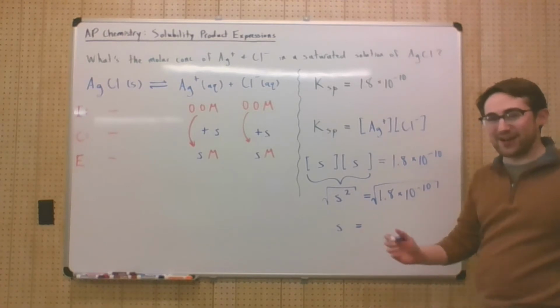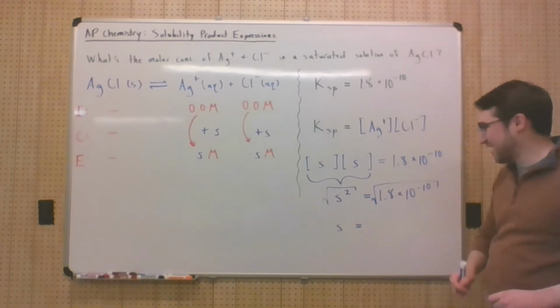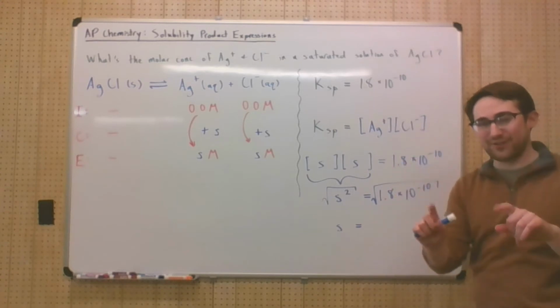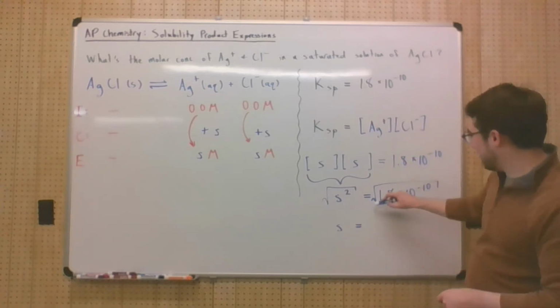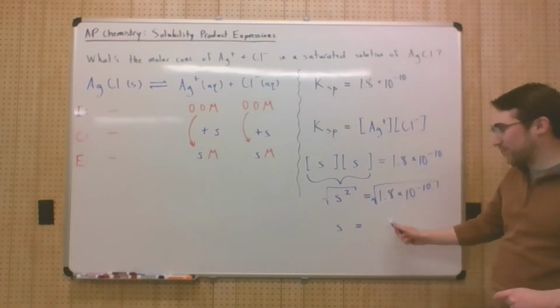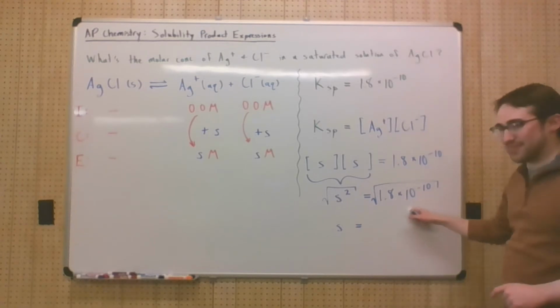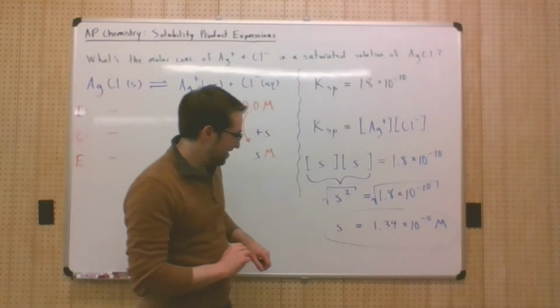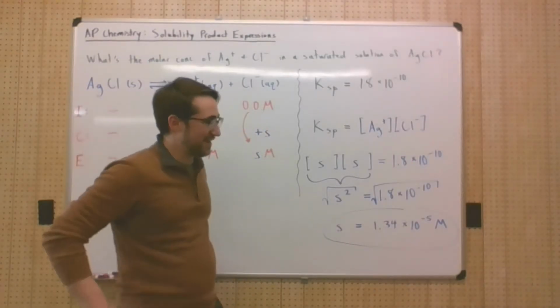Okay, so I'm going to go grab my calculator, try it for yourself. Okay, and don't forget to put everything in parentheses when you square root it. Make sure it's all included in the square root. Otherwise, you might get an answer that's square rooting the 1.8 but then just multiplying by 10 to the negative 10. That will be a different answer. My S came out to be about 1.34 times 10 to the negative 5th.